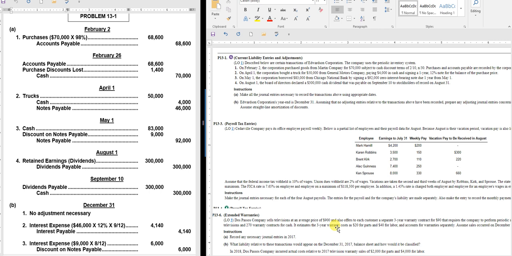Go through some problems from chapter 13. The first one we're going to go through is problem 1.